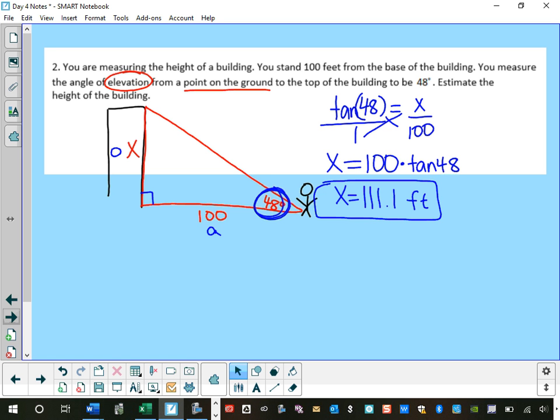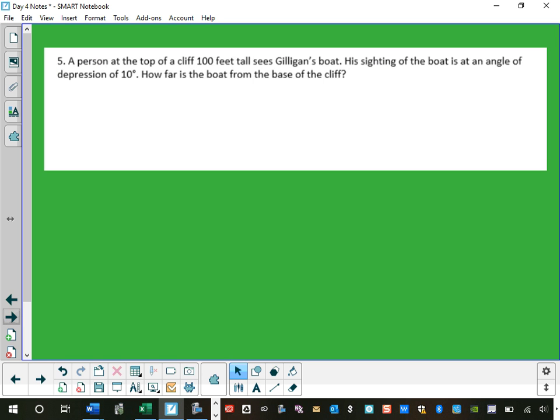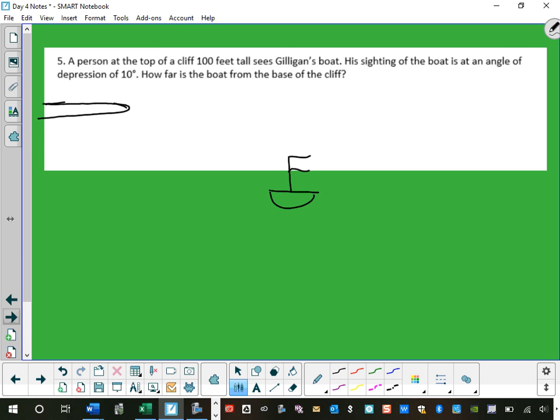We have one more to do. Turn to page 18. All right, I actually haven't done this one before, so we're going to do it together. A person at the top of a cliff stands 100 feet tall and sees Gilligan's boat. All right, so I would draw, I'm not really the best drawer, but is that a good cliff? That's a boat. All right, that's Gilligan's boat.